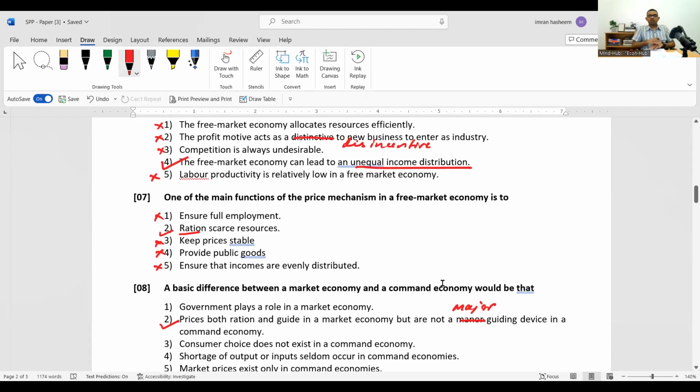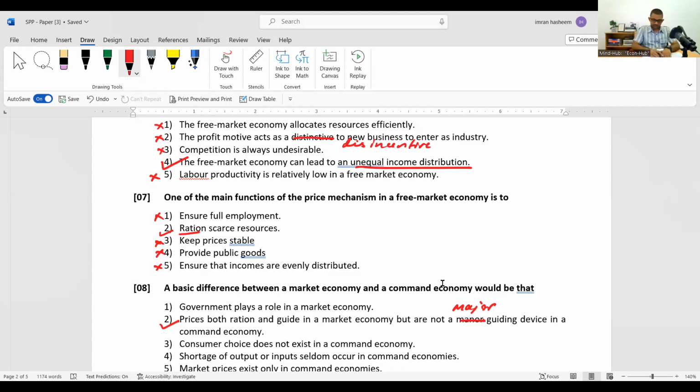Question 7. One of the main functions of the price mechanism in a free market economy is to ensure full employment. You understood why it's not a function of the price mechanism, right? I said it's one of the reasons of market failure also, because the price mechanism doesn't aim to achieve full employment in that sense, even though private sector firms try to be productively efficient. To do that, they need to achieve full employment of resources.